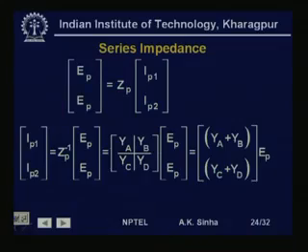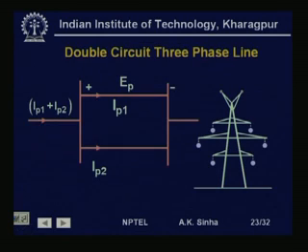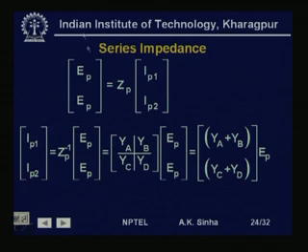Again, since these two circuits are connected on the two ends, the voltage drop between them is going to be the same. So, the voltage drop EP1 is the same as EP2, which is equal to EP. So, we can write EP for circuit 1 and EP for circuit 2 is equal to ZP into IP for circuit 1 and IP for circuit 2, and ZP is going to be a 6 by 6 matrix of the series impedance.